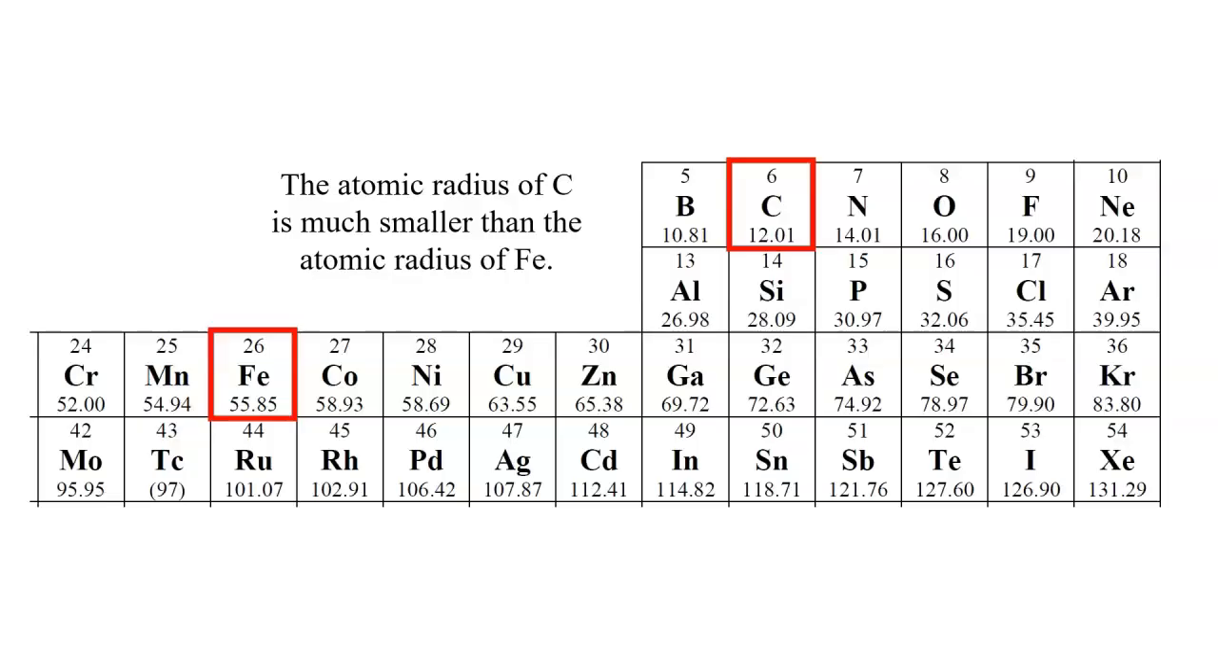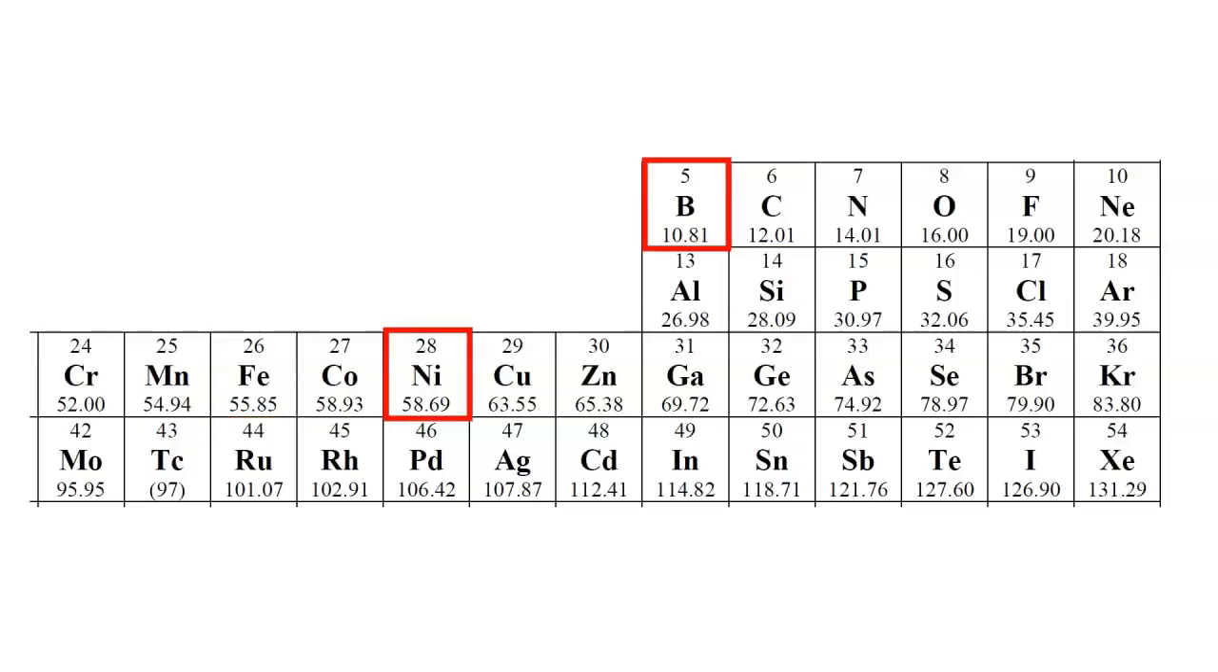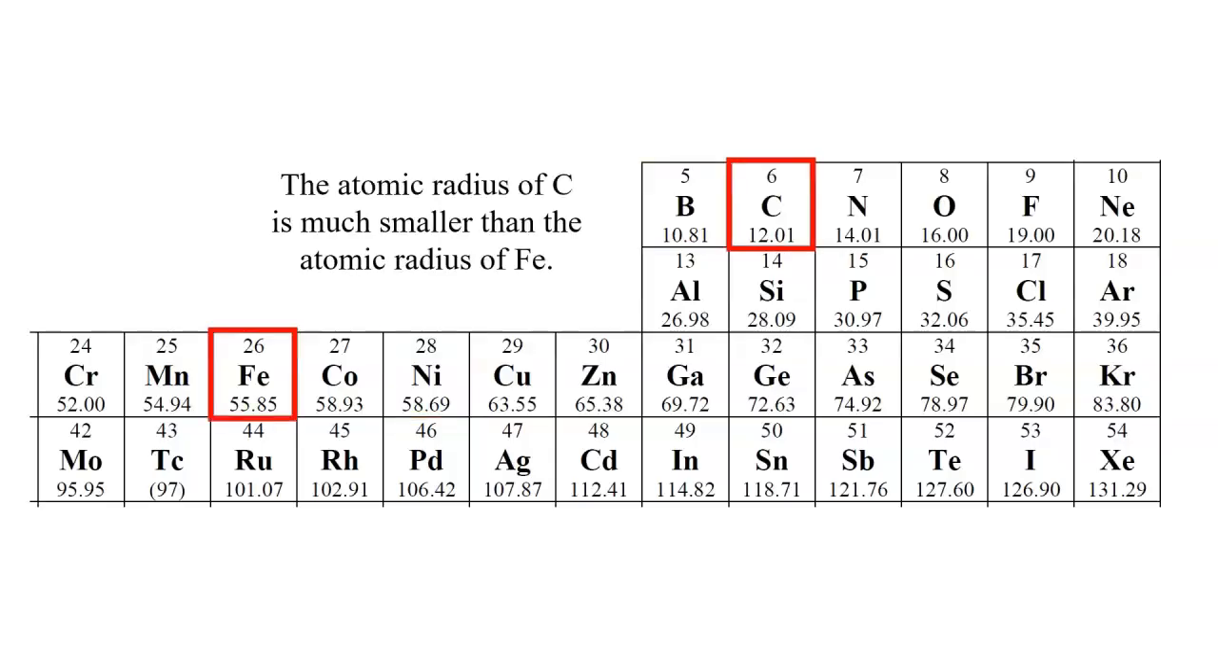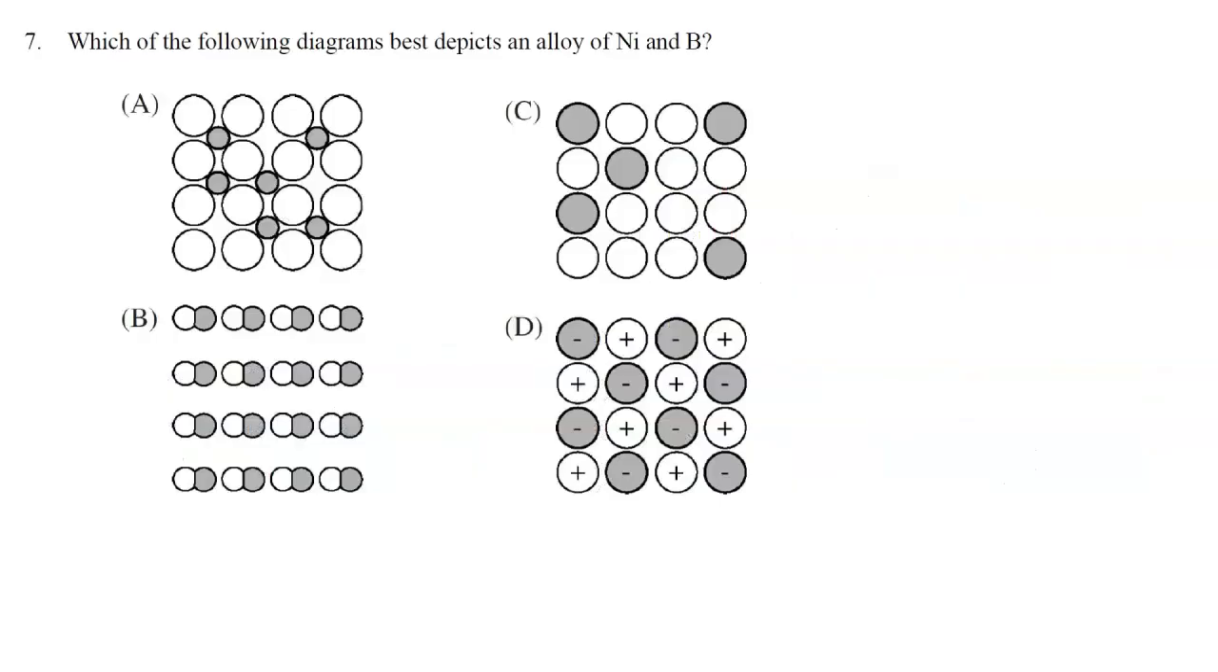Now, the two elements that we're comparing in this particular question are boron and nickel. Just like carbon and iron, we can say a similar comparison: the atomic radius of boron should be much smaller than the atomic radius of nickel based on their relative locations on the periodic table. So what we're looking for in the answer to this question is the particle diagram of an interstitial alloy. And the only choice that represents the particle diagram for an interstitial alloy is choice A.